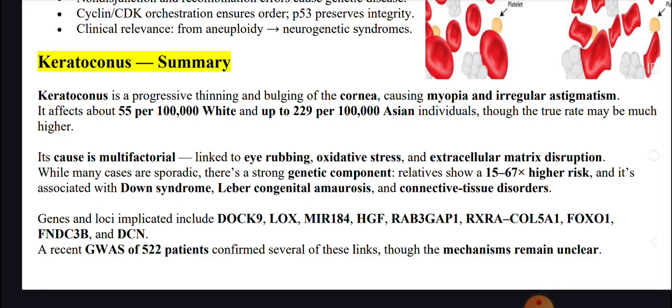Is it common? It's relatively common for a genetic eye disorder. The prevalence data in the sources varies by population, but suggests it affects somewhere between, say, 55 per 100,000 people of white European descent, up to maybe 229 per 100,000 in some Asian populations. So not incredibly rare. And the sources emphasize a strong genetic component, even though environmental factors like eye rubbing are involved. Absolutely. While things like chronic eye rubbing or oxidative stress might trigger or worsen it, the genetic link is undeniable. Your risk of developing keratoconus is estimated to be 15 to 67 times higher if you have a first-degree relative with the condition. That's a huge increase in risk.